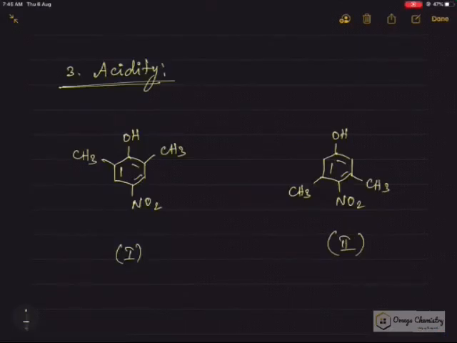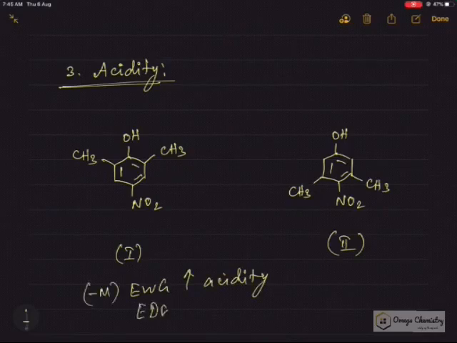Steric inhibition will also affect the acidity order. So we know that for acidity, an electron withdrawing group will increase acidity, am I right? An electron withdrawing group or minus M group will increase acidity, and an electron donating group, a plus M group, will decrease acidity. This factor we know already, right?